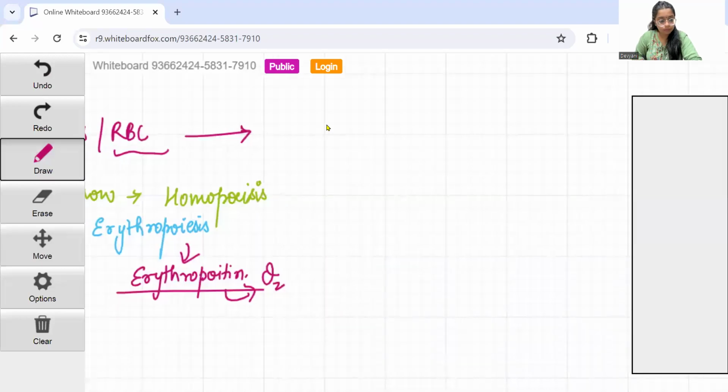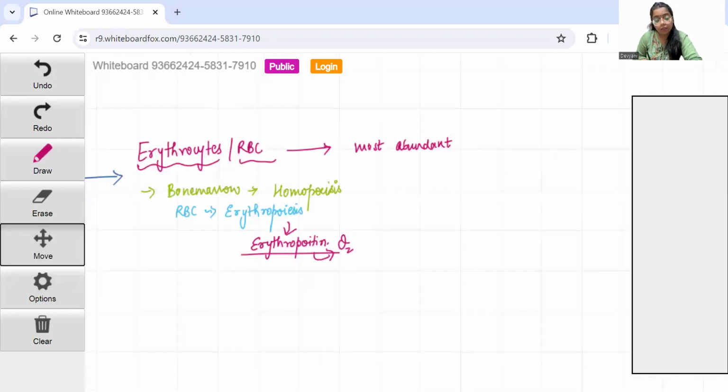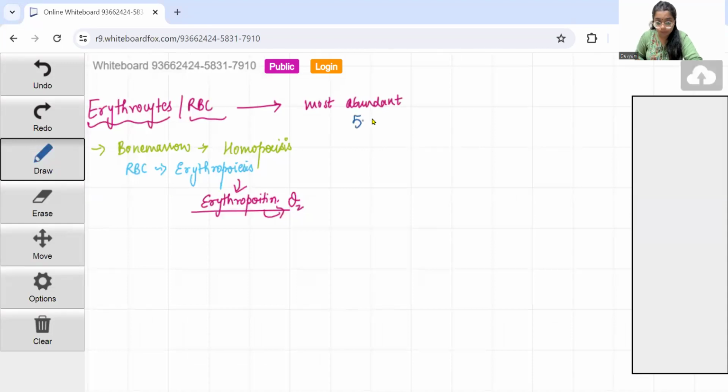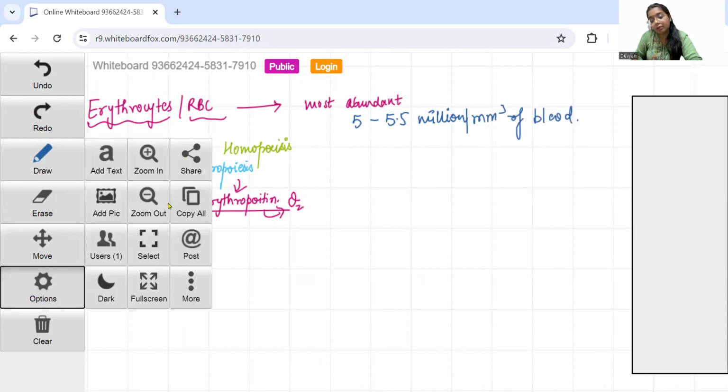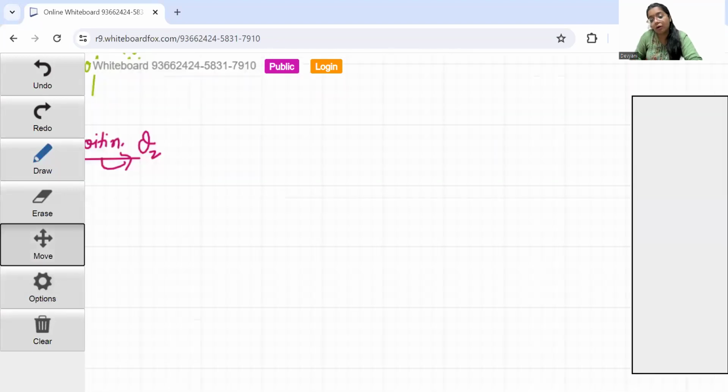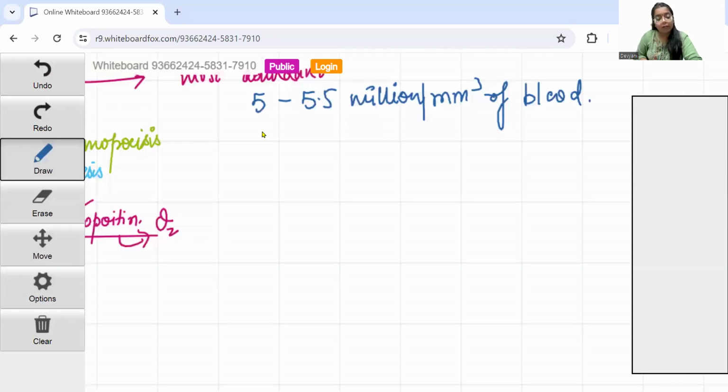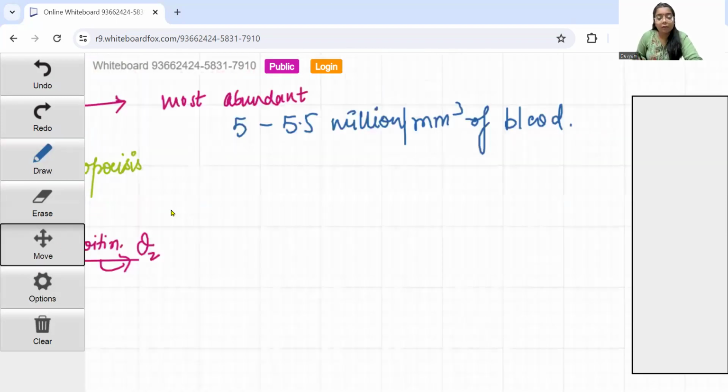These RBCs are actually the ones which are present in the most abundant amount. Yes, the amount which we see usually is 5 to 5.5 million per millimeter cube of blood, right? And in females, it is quite less than in males. This amount is present in the males, but in the females, it is around 4.5 to 5 million. Now see what happens.